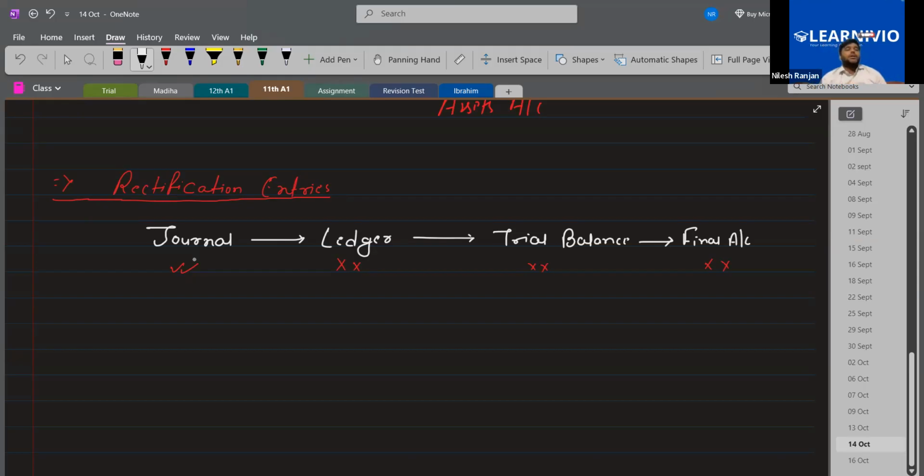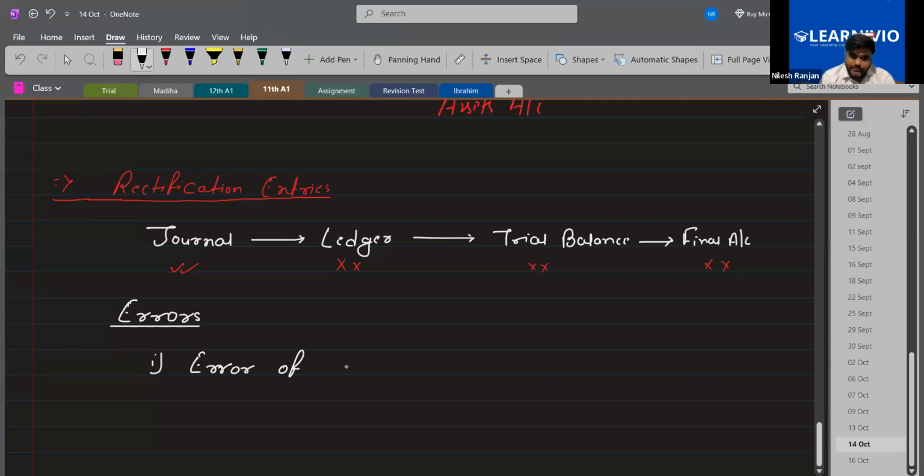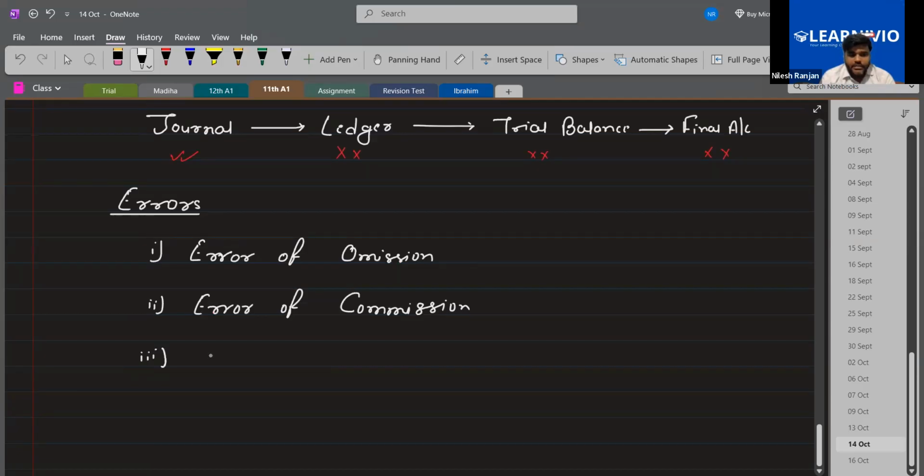So now, the thing is, why do we need to rectify entries? Because we are making mistakes. These mistakes are called errors. Now, errors are divided into 4 parts. The first is error of omission. The second, error of commission. The third one is error of principal. And the fourth one is compensatory errors.